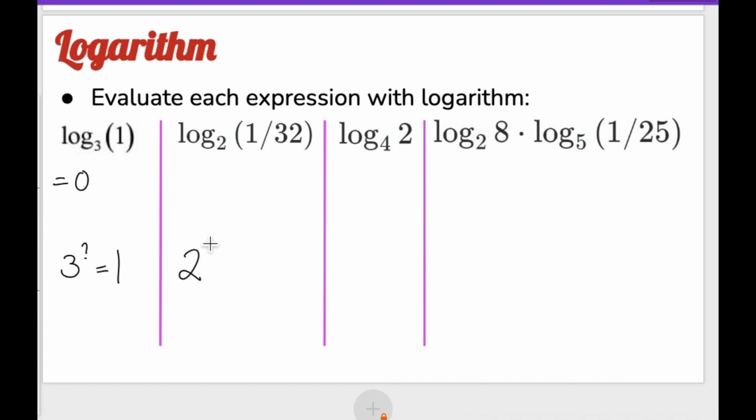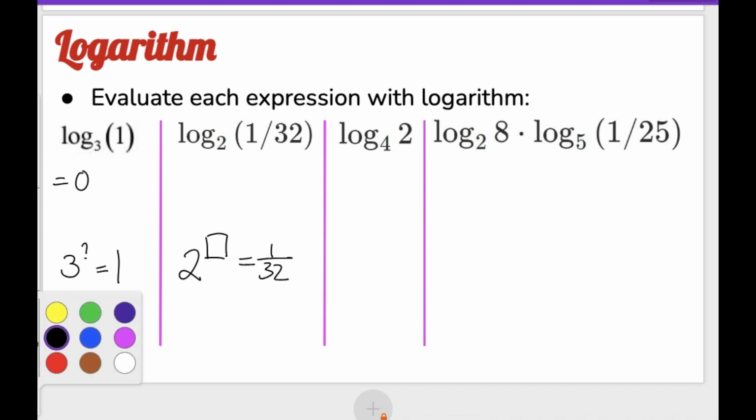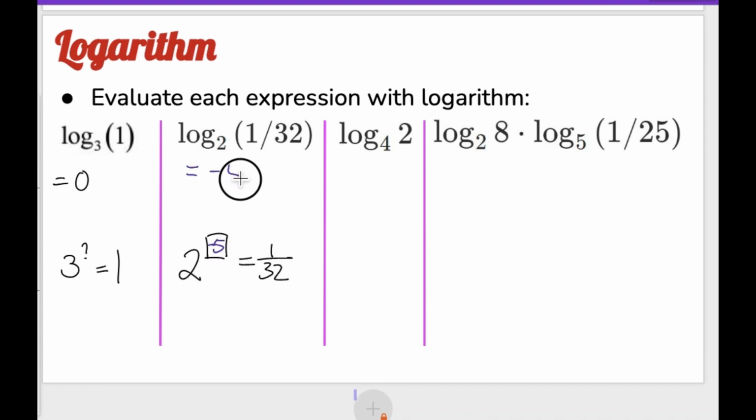Let's think about this again. 2 to what power is 1 over 32? We practiced this a lot of times in the past, right? Whenever you're talking about 1 over, we know the exponent is negative, and 2 to what power is 32? It is 5. So the whole answer is negative 5.